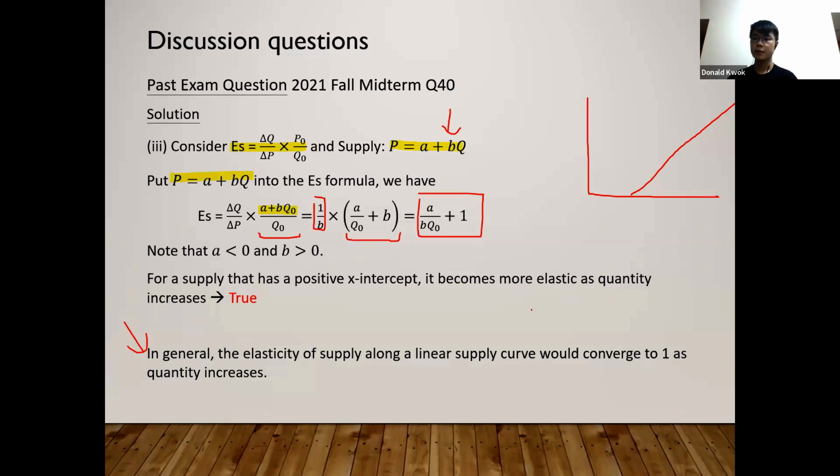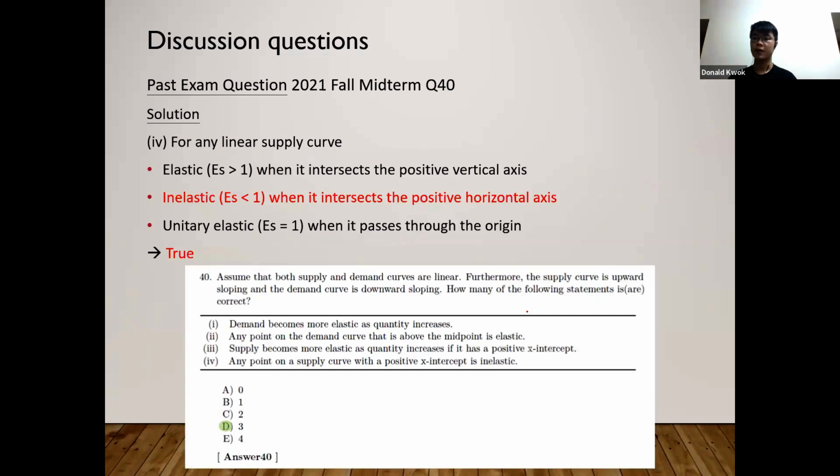Okay, and finally for statement 4, any point on the supply curve with a positive x-intercept is inelastic. So this is a good opportunity for me to review the features of a linear supply curve. If an upward sloping linear supply curve has a positive y-intercept, then it should be elastic over the whole portion. While if it has a positive x-intercept, then it should be inelastic along the whole curve, which explains why statement 4 is true. And finally, if the upward sloping linear supply curve passes through the origin, then it should be unitary elastic along the whole curve.